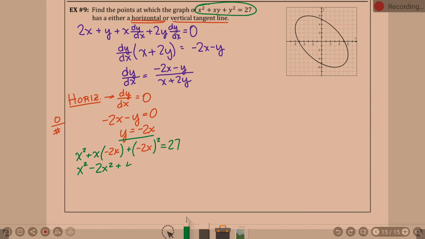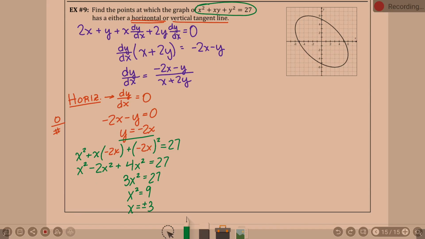So you get 3x squared equals 27. I would not square root both sides unless you've already done the other step. Did you divide by 3? Okay, a horizontal tangent line at x equals plus or minus 3. Good. Do remember the square root of 9 is not just 3. In an equation setting it's plus or minus 3.